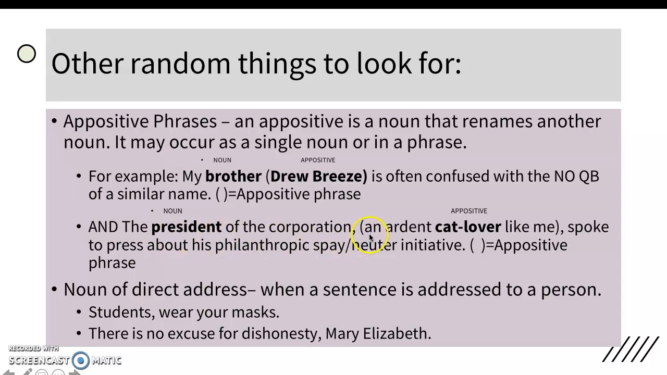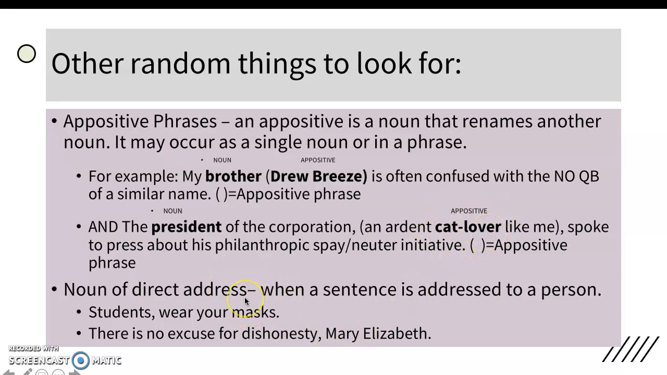The president of the corporation, an ardent cat lover like me, spoke to the press about his philanthropic spay-neuter initiative. Okay? Now here you've got a noun, president. It's being renamed by this noun, cat lover. So the president is a cat lover. So the noun itself is the appositive. The appositive phrase is everything that tells about cat lover. An ardent describes cat lover. Like me is a prepositional phrase that tells about cat lover. So this whole thing is the appositive phrase. The appositive itself is the noun.